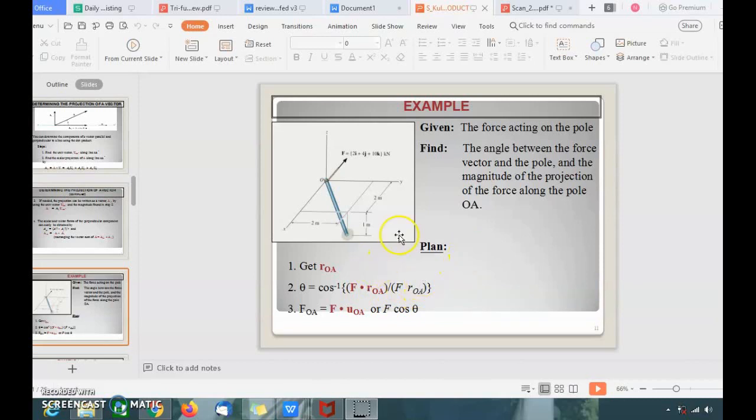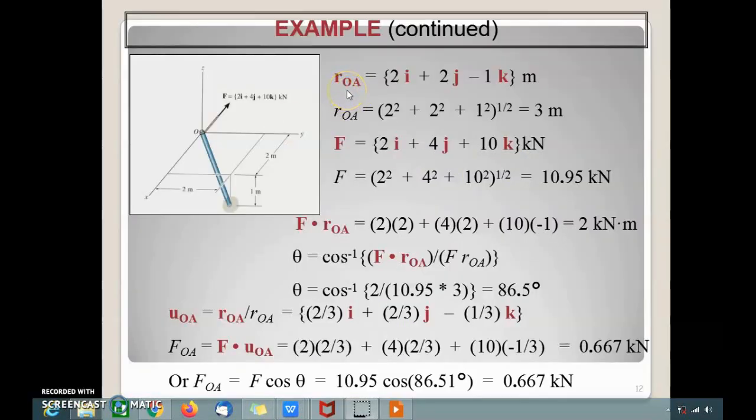If you want to calculate the force of the whole system, or we can call it the projection force of O to A, which we denote as FOA, we can calculate it using the dot product between the vector of F and the unit vector of ROA. First, find the vector for ROA.